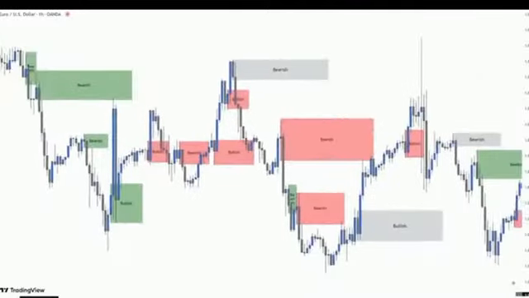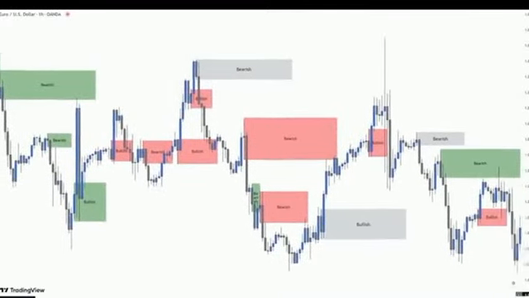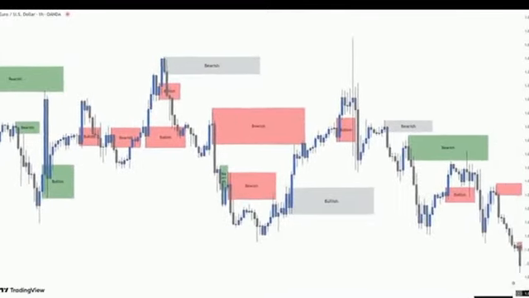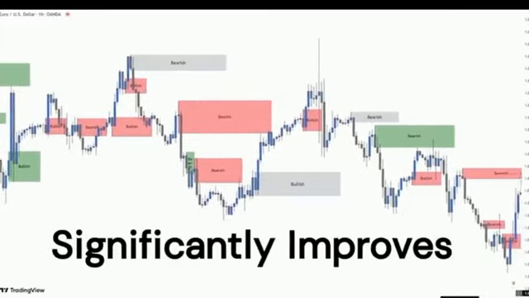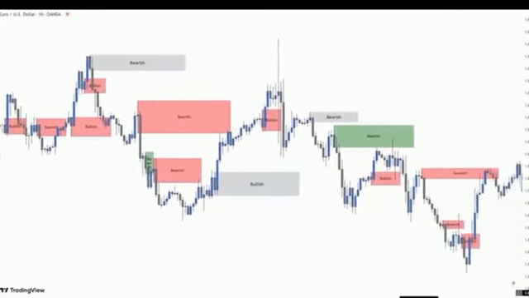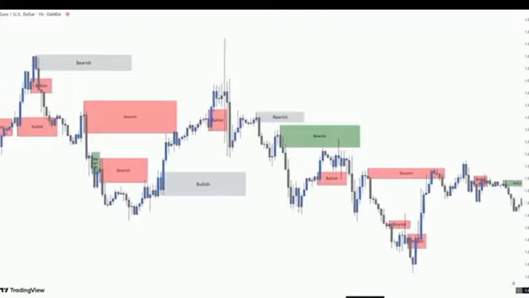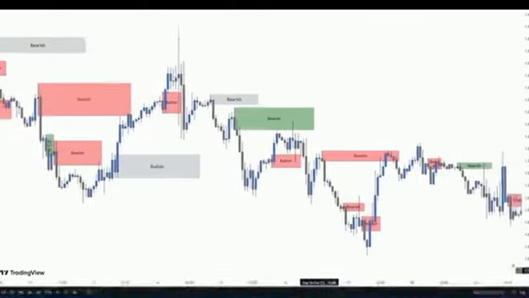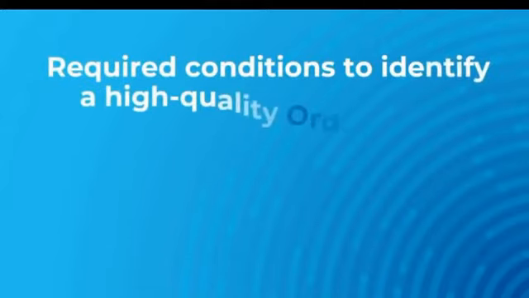In the backtesting, we realized that when certain conditions accompany order blocks, the chance of winning the trades significantly improves. We also noticed repetitive patterns form on the chart that dramatically increase trading returns. So let me explain to you what conditions are required to identify a high-quality order block.